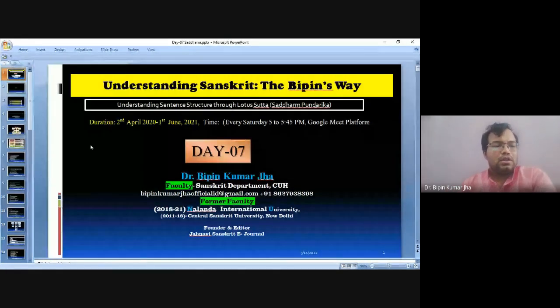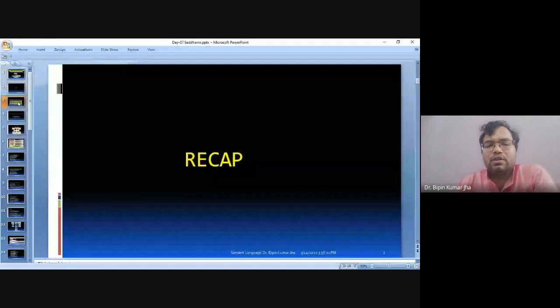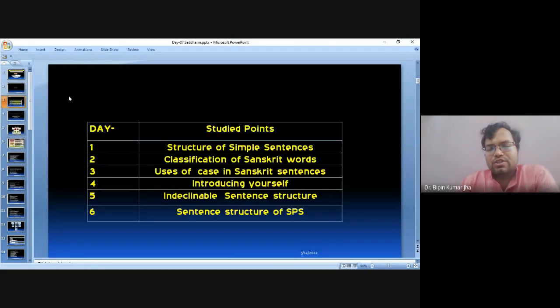And what we have studied, if we recap all those points: in the very beginning, we saw the structure of simple sentences, and we tried to create some sentences. Not only this, but we studied how to understand the different concepts and different technical terms used in Sanskrit grammar.